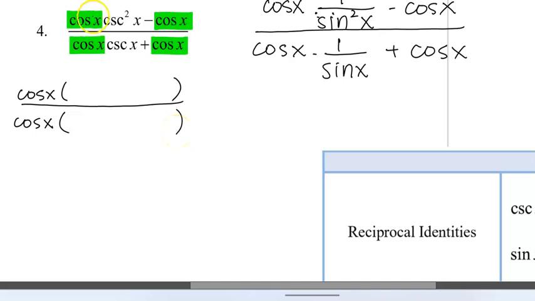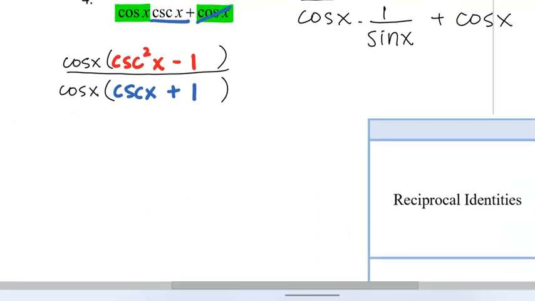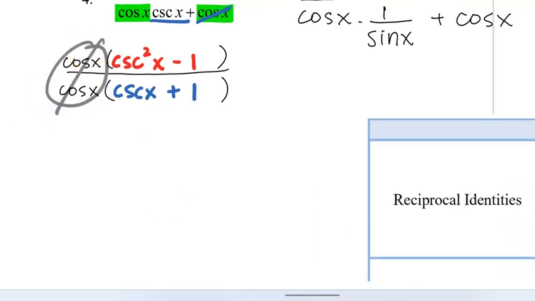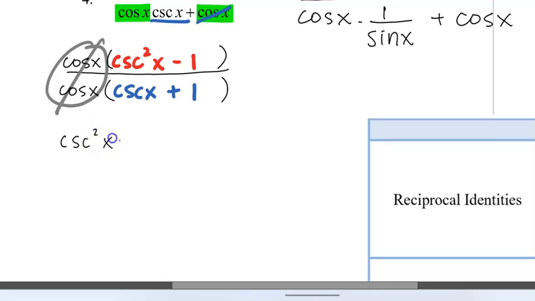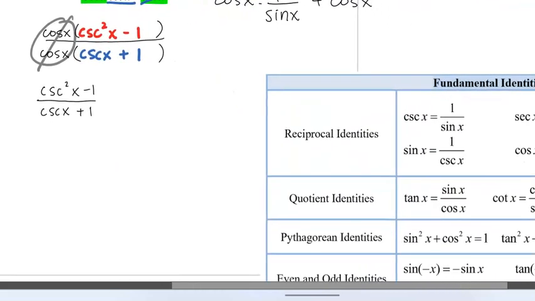When we factor cosine out of the numerator, we're left with a cosecant squared x minus 1. Because when you factor something out from itself, you're left with a 1. When we factor cosine out in the denominator, we're left with a cosecant x plus 1. Now, I can cancel these cosines and be left with cosecant squared x minus 1 over cosecant x plus 1. And we still have a fraction, so we're not done simplifying this.